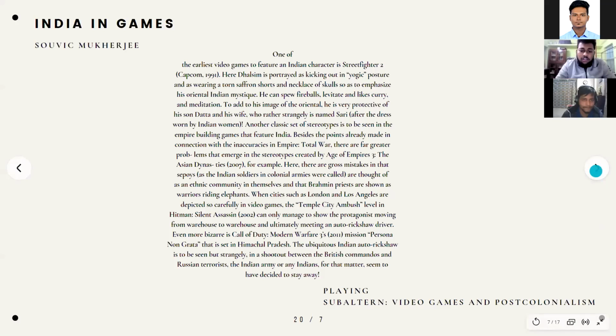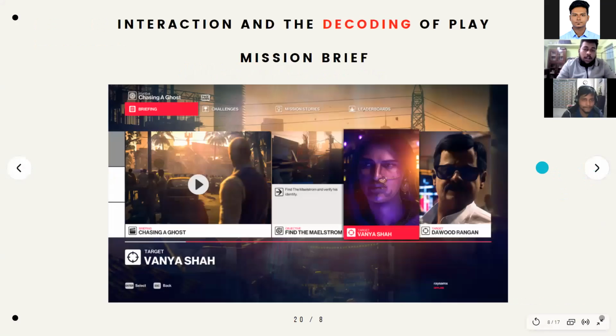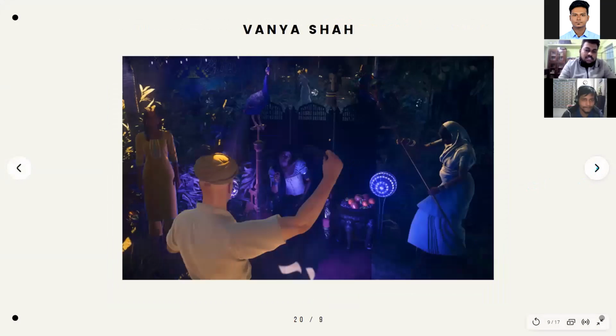But now, moving on from a brief sense of history to what do we have here in Hitman 2, basically. Now, interaction and the decoding of play, the first step. This is the mission brief where we have three objectives, that is, Strung, Vanya Shah, and Dawood Rangan. I would touch upon them briefly in the course of my presentation and point out how these things work and what is the logical structure that's in place. The first is Vanya Shah.